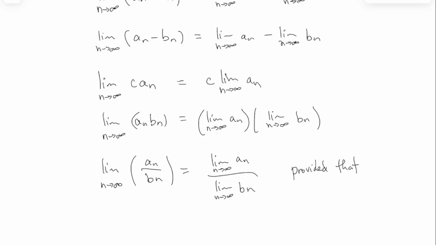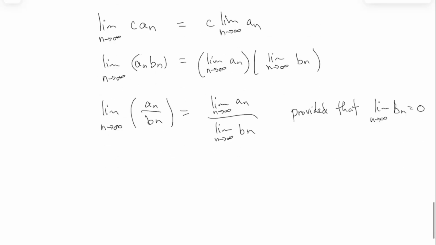Yeah? The bottom is greater than 0. Yes, the bottom limit cannot equal 0, right? Because if the bottom limit was 0, then the right-hand side of that equal sign wouldn't be a real number. So the whole thing would be bogus. So provided that the limit on the bottom, n going to infinity, bn, is not 0. If that limit is 0, then you can't use this rule because it wouldn't make sense anyway as soon as you wrote the answer.